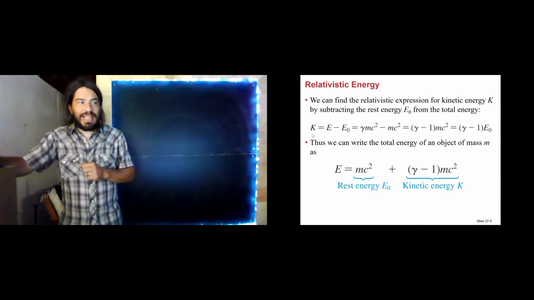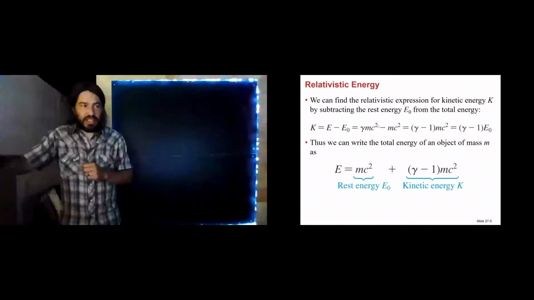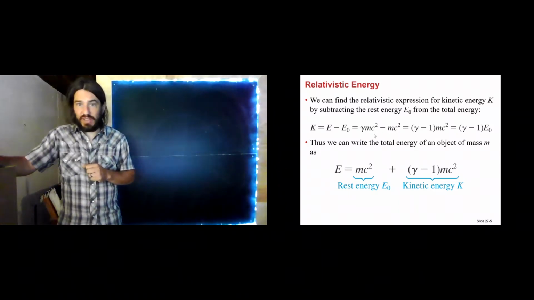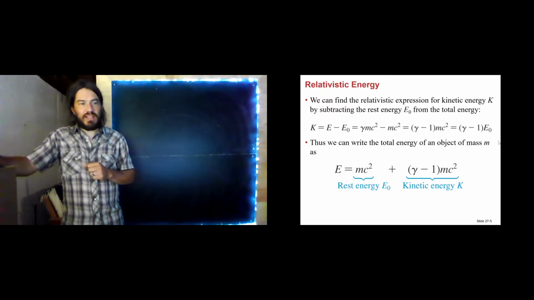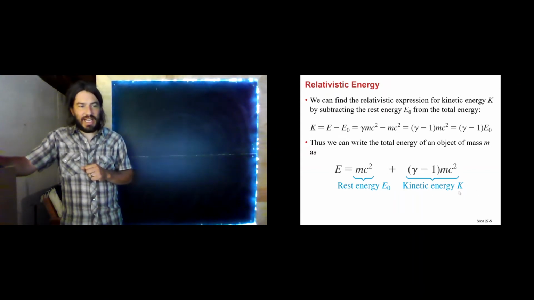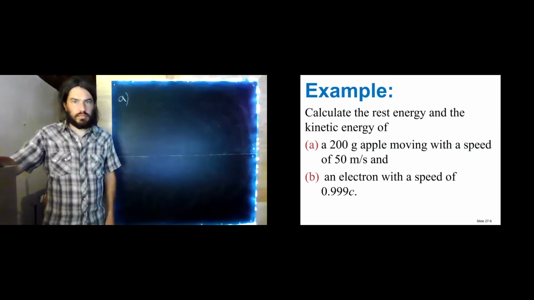So the total energy will be the rest energy and the kinetic energy together. In order to figure out the kinetic energy, we need to take the total energy, as shown in the previous slide, and subtract away the rest energy. What's left will be just the kinetic energy. We let this little symbol here, E0, represent the rest energy. So, mc squared is the rest energy, and the kinetic energy is K. That gives us our total energy.